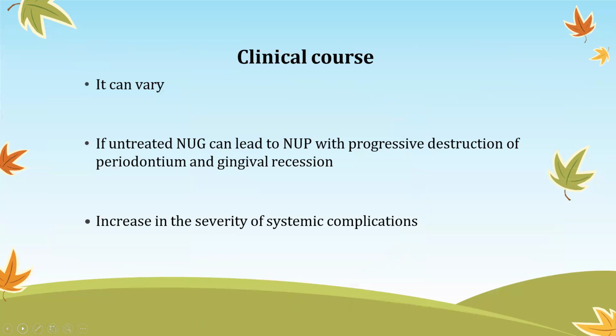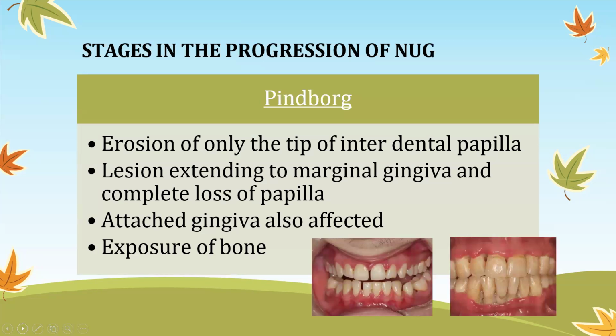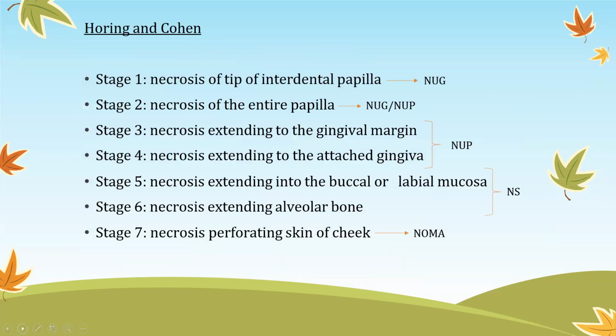So what is the clinical course of the disease? It can vary between individuals. If untreated, necrotizing ulcerative gingivitis can lead to necrotizing ulcerative periodontitis with progressive destruction of the periodontium and gingival recession. And there will also be an increase in the severity of systemic complications if left untreated. So what are the stages in the progression of necrotizing ulcerative gingivitis? Pindborg has described some stages. Initially, there will be erosion only of the tip of the interdental papilla. Later, it can extend to the marginal gingiva and that can lead to complete loss of the papilla. Later, it can affect the attached gingiva and can lead to the exposure of the bone also.